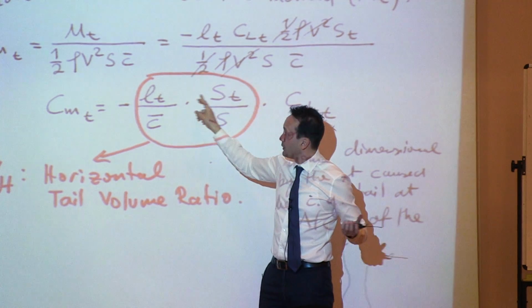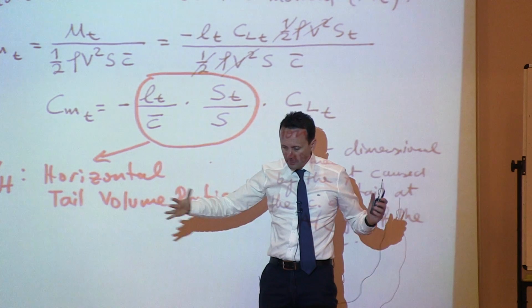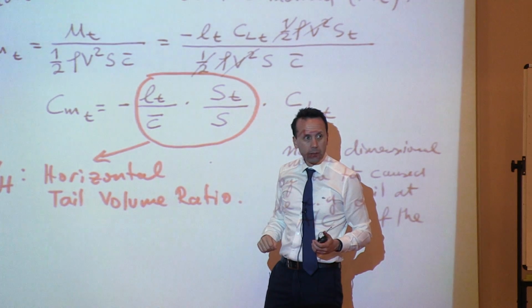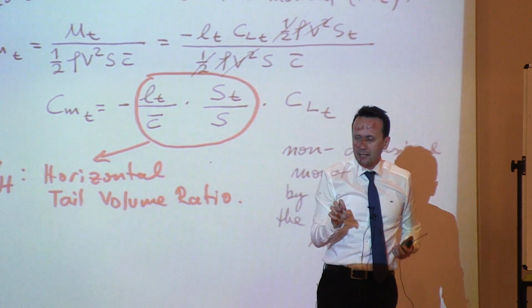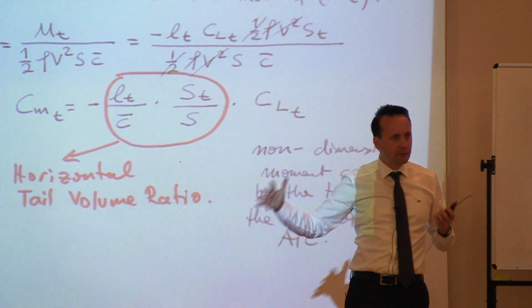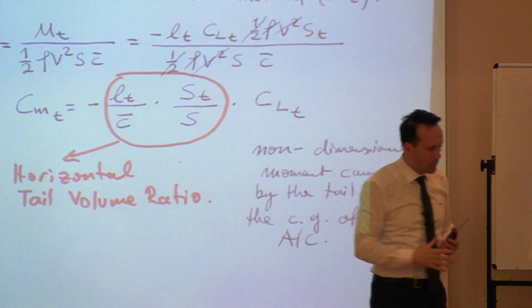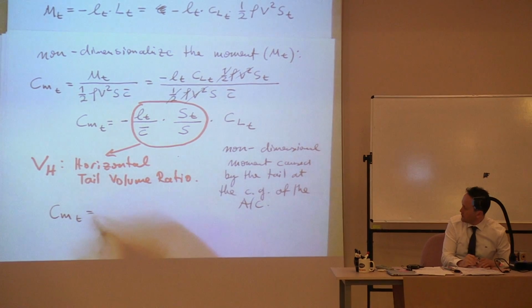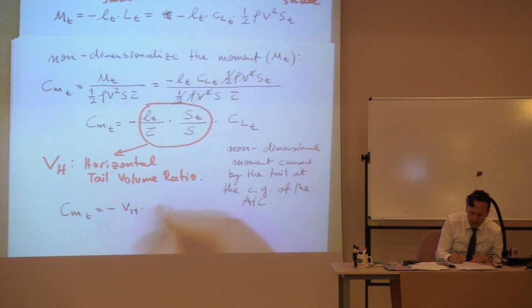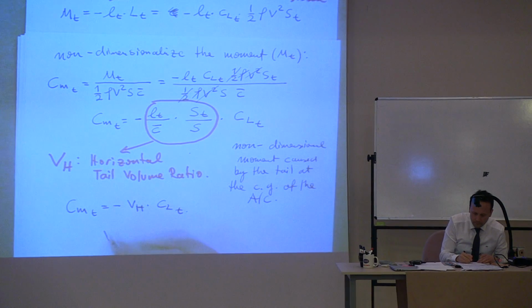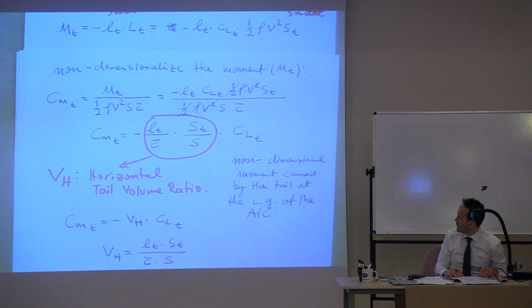But which one is smaller, LT or ST? Well, that's up to you, designer. If you make a short airplane, the surface must be big. If you make a long airplane, the surface can be small. So therefore, when you start building an airplane or designing an airplane, you typically start with a tail volume ratio, okay? And then size your aircraft such that this number is met, okay? So the moment that comes from the tail is then therefore VH times CLT, okay? And the horizontal tail volume ratio is LT times ST divided by C bar times S.